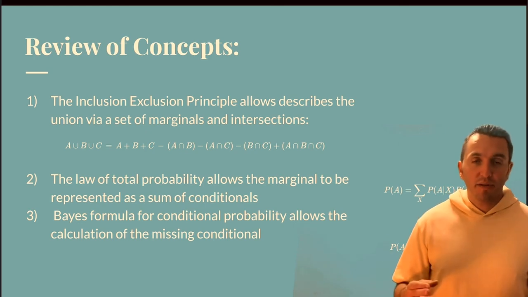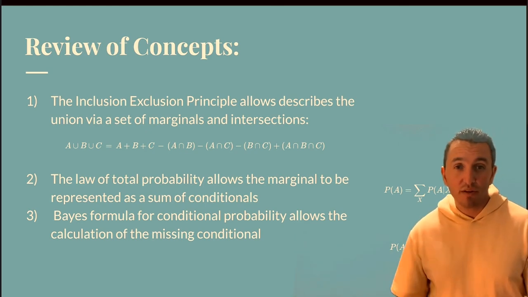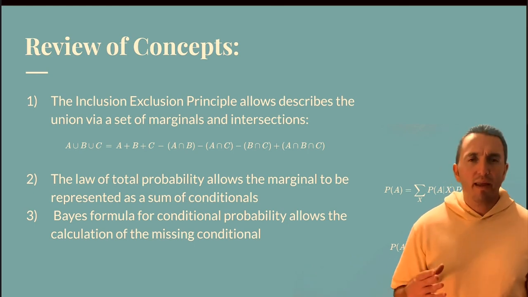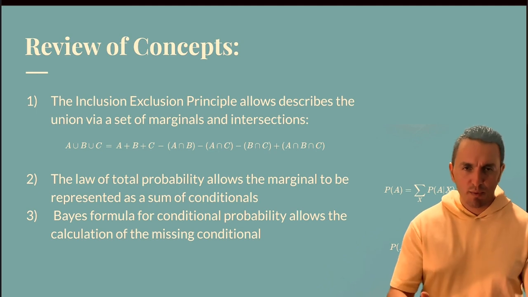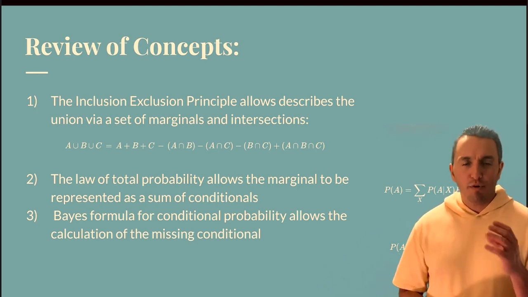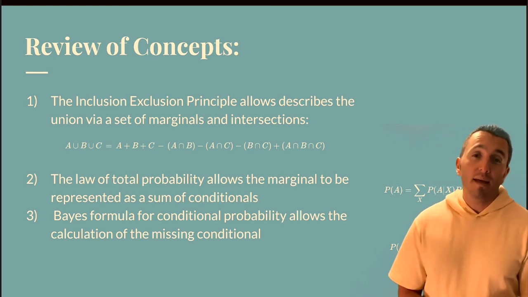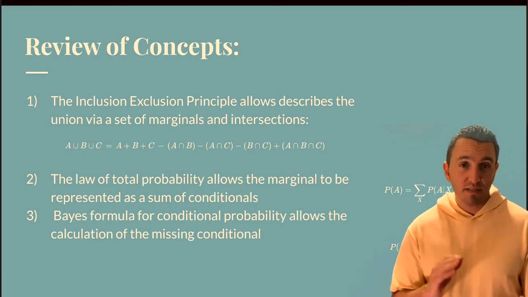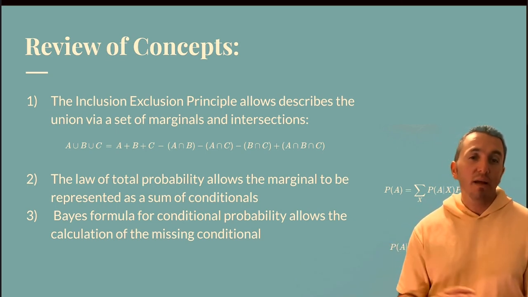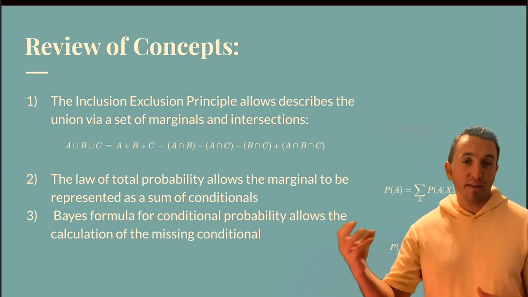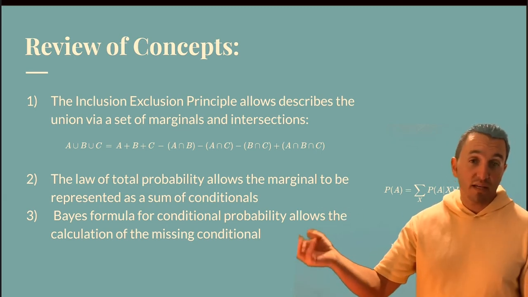And finally, we talked about Bayes' formula. Bayes' formula relates two conditionals to each other, and it helps us understand the relationship between them. In our example, our conditionals were the probability of testing positive given that you're sick, and the probability that you're sick given that you have a positive test. We talked about how those are related and how they change depending on how the marginal probability of being sick changes.